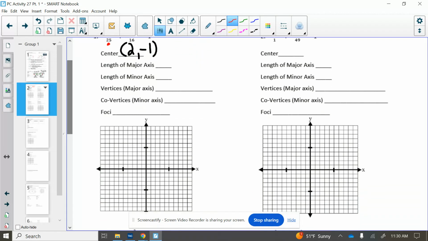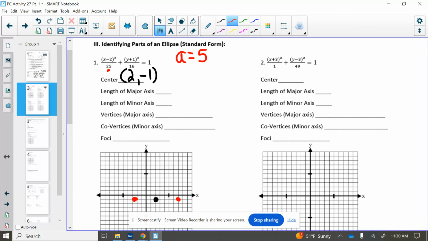So if we start looking at our picture, we can plot that center at 2, -1. It's under the x's, so we would move x values. We'd have to be going to the right 5 units and to the left 5 units to get the endpoints of our major axis. So that's going to be located at 7, -1 when we went to the right, and -3, -1 when we went to the left.